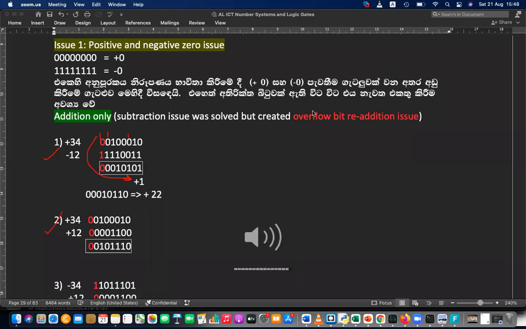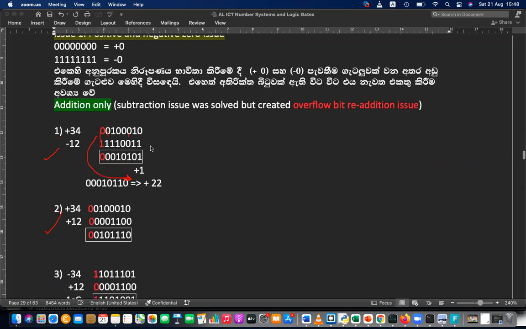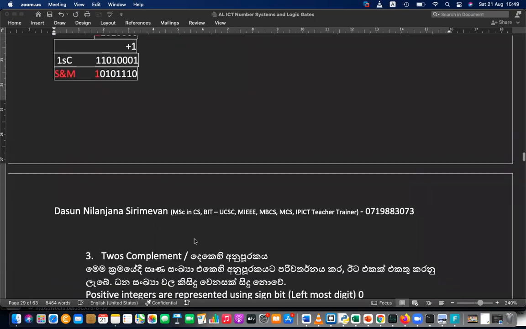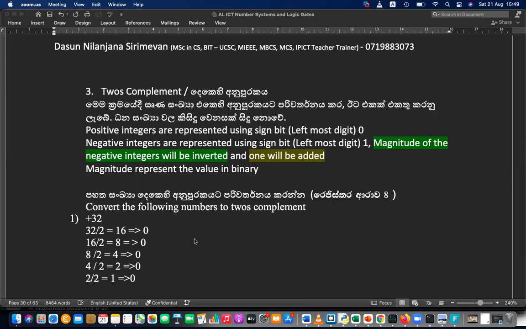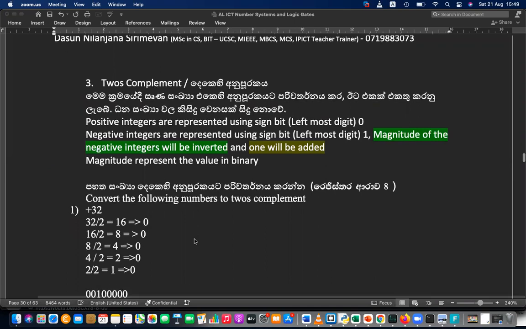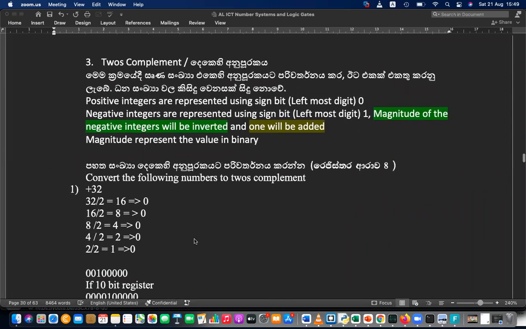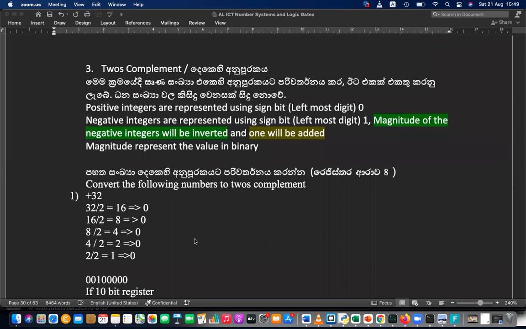Then the solution to this problem, right? We have discussed two things now, but the solution to this problem is coming from the next number system, that is 2's complement. In 2's complement number system, in represented integers, 2's complement is similar to 1's complement.